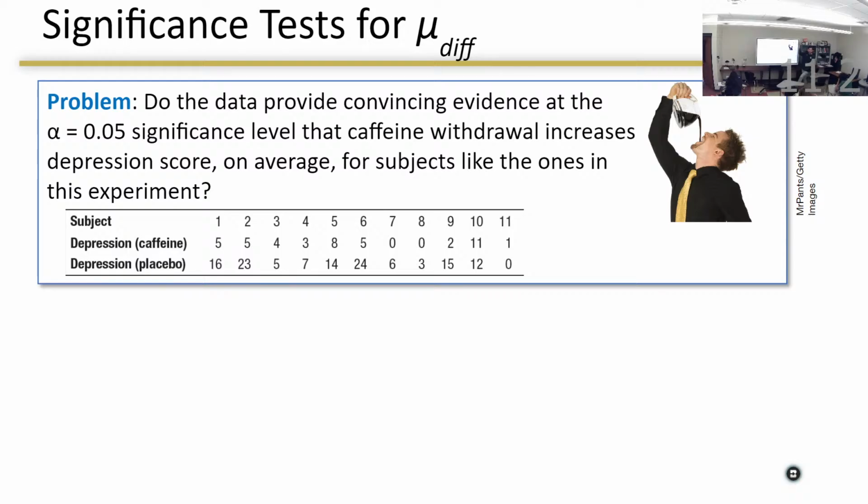Here's the table of data. We are getting 2 measurements from one individual. That is paired data. Your job is just to subtract those numbers, and that's what we did Wednesday. Use that data. Don't use the depression score with caffeine, and don't use the depression score with the placebo. Use the data of the differences.